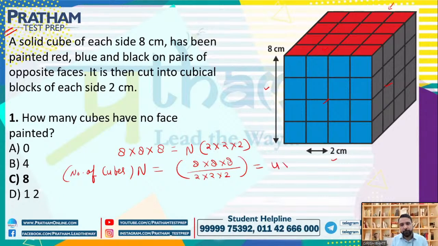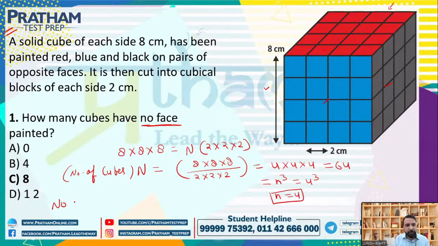So you'll get 4 into 4 into 4, that is 64. So total cubes we have 64, and this is n cube, 4 cube. So from this we can say n is equal to 4 here, right? And no face is painted. For no face painted, what is the formula? N minus 2 whole cube. So 4 minus 2 whole cube is equal to 8, and that is option C, your answer. Got it? Clear?